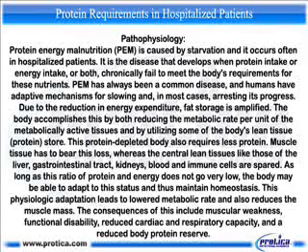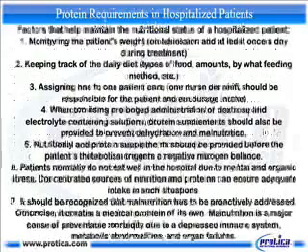As long as this ratio of protein and energy does not go very low, the body may be able to adapt to this status and thus maintain homeostasis. This physiologic adaptation leads to lowered metabolic rate and also reduces the muscle mass. The consequences of this include muscular weakness, functional disability, reduced cardiac and respiratory capacity, and a reduced body protein reserve.